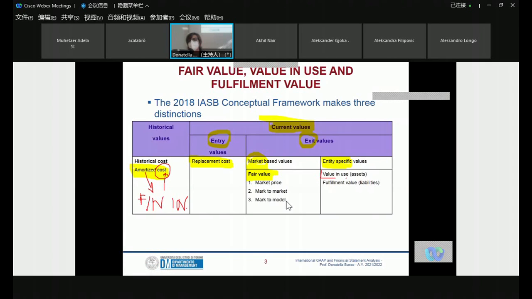In probably, I don't know if Friday or at least next Monday, we will learn something also about the value use. The value use is one of the possible measurement for impairment test. So when the company has to verify if the value of an asset is still recoverable or not. Today we focus on fair value. I repeat again, it's a market-based value.